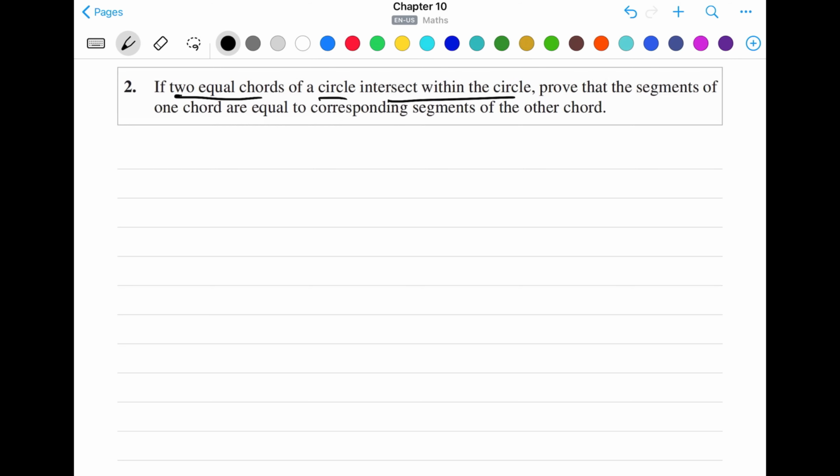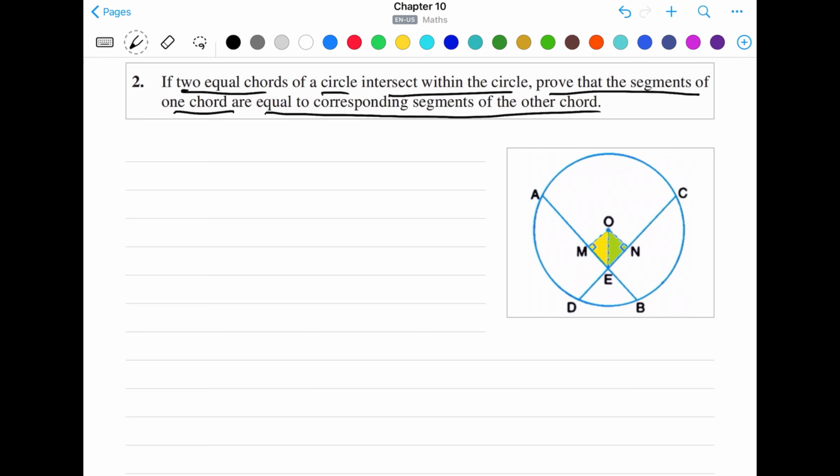So we have two equal chords in the circle, they are intersecting within the circle. What we have to prove here is that the segments of one chord are equal to the corresponding segments of the other chord. That means we have a circle in which two chords are intersecting each other within the circle. Okay, so let's first draw its figure. So that's the figure of this question.